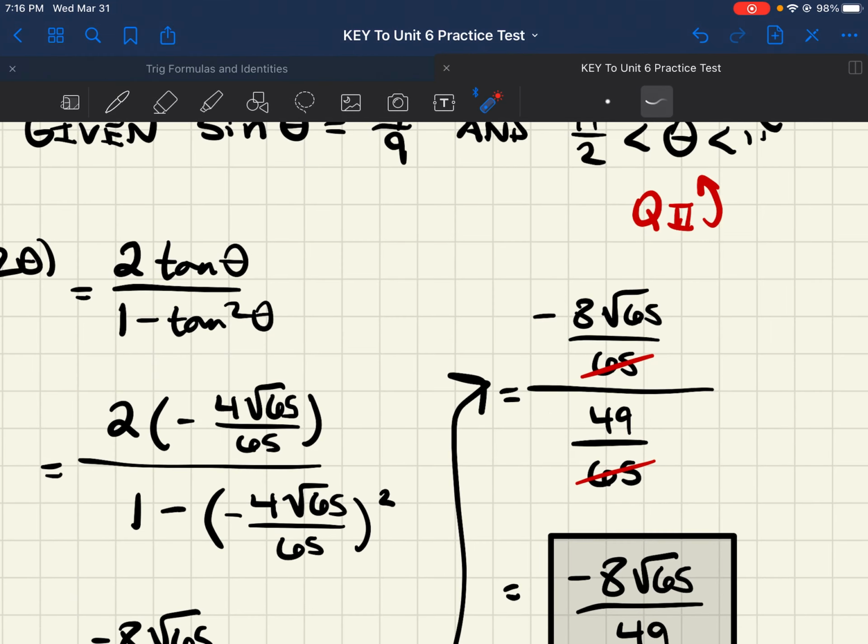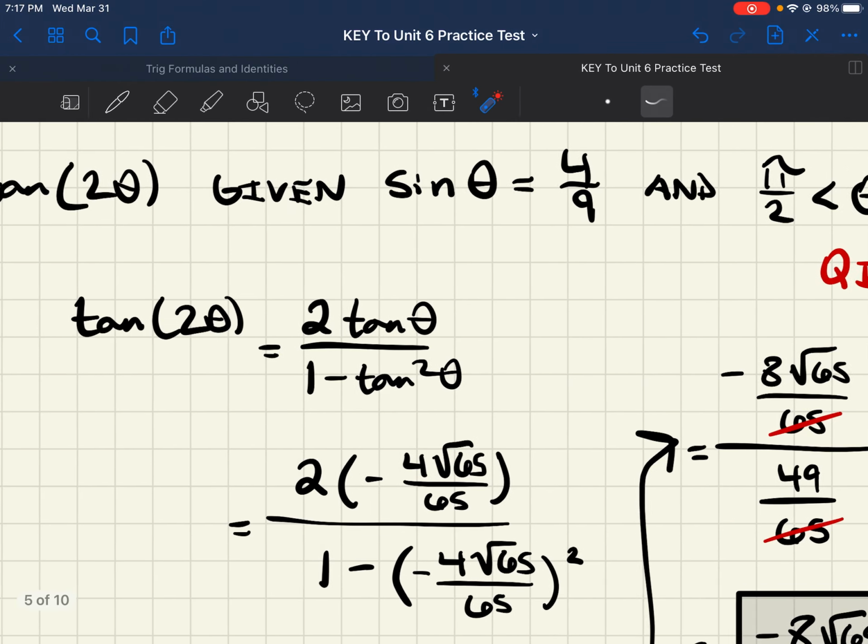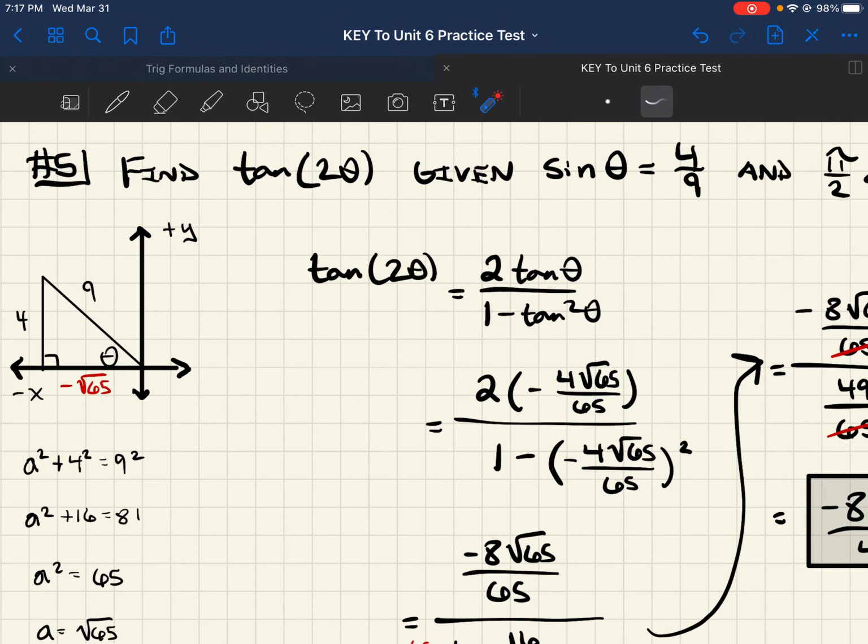Now, first thing to take note of, if theta is in between pi over 2 and pi, that means we're in quadrant number 2. So we want to set up a triangle in the second quadrant, and we want to use the fact that sine of theta equals 4/9 to help us draw this triangle. So here's our quadrant 2 triangle. Notice the y-axis is positive. The x-axis is negative, very important.